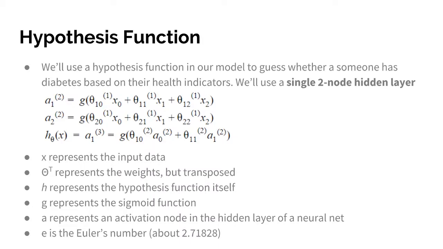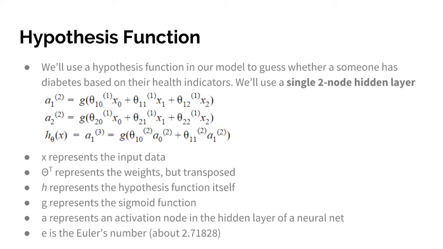So in this example, we're going to be using a single 2-node hidden layer neural network, and I haven't really explained in detail what that means, but in the next few slides, I think you'll come to understand exactly what it means. And so let's use the hypothesis function to guess whether someone has diabetes based on their health indicators.